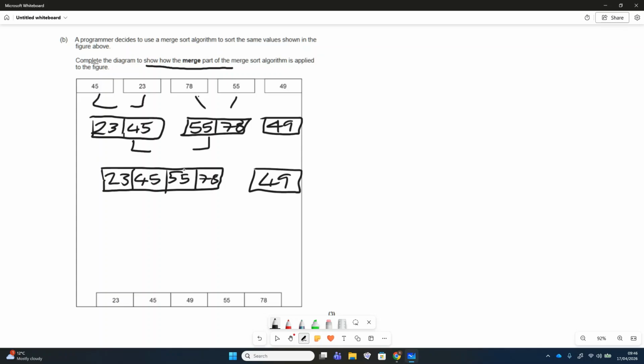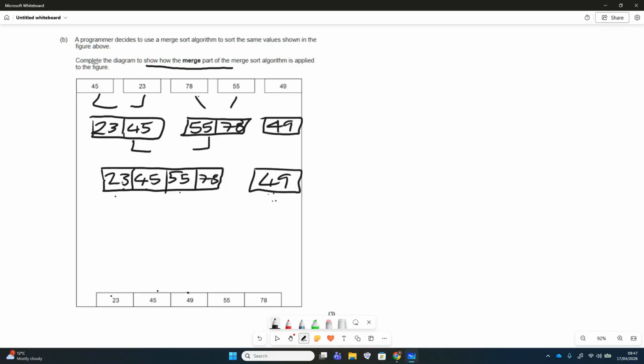But now we're going to have done this bit here, and we'll merge this in together. So it'll merge into one list. So 23 to 49. They've already done this bit for us. We don't need to do this, but just to see how it works. 23 smaller than 49, yes, we write it in here. 45 smaller than 49, yes, we write it in here. Is 55 smaller than 49? No, so we write 49 in here, leaves us with 55 and 78.